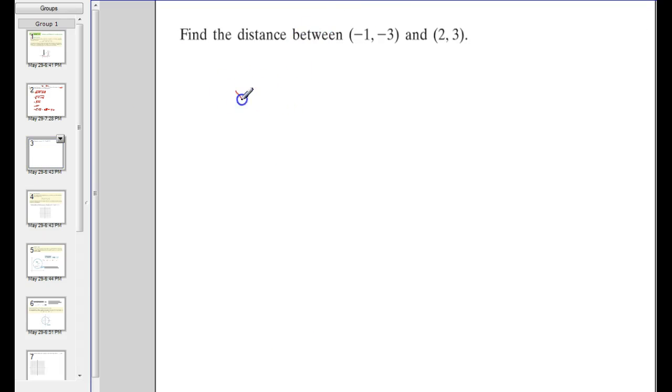Alright, let's try it again. The distance is equal to x2 minus x1. So x2, x1. So 2 minus negative 1, plus y2 minus y1. So 3 minus negative 3, squared.